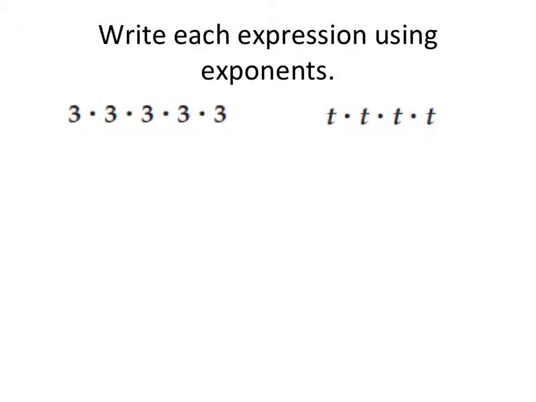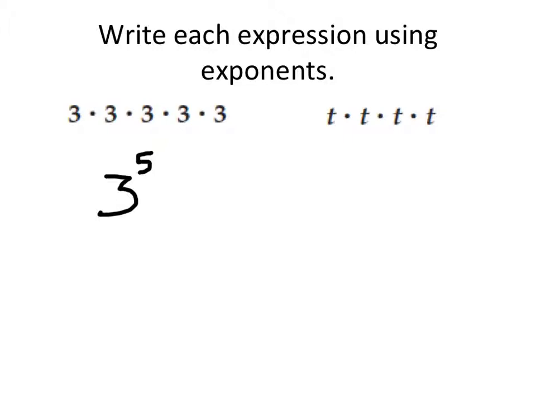Alright, write each expression using exponents. What we learned in the previous slides is that we have 3 being multiplied together several times. So that tells me that the base is 3. The number of times 3 shows up, 1, 2, 3, 4, 5, gives me the exponent. So base is 3, exponent is 5. So our power here is 3 to the 5th.